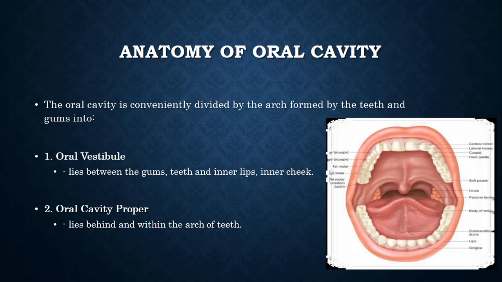The oral cavity is conveniently divided by the arch formed by the teeth and gums into the oral vestibule and the oral cavity proper. The oral vestibule lies between the gums, teeth, inner lips and inner cheeks, while the oral cavity proper lies behind and within the arch of teeth.